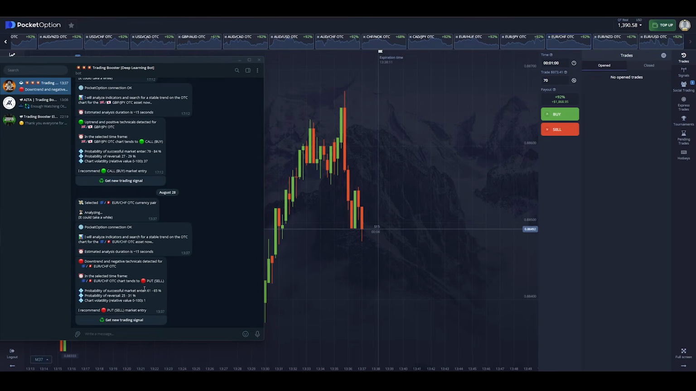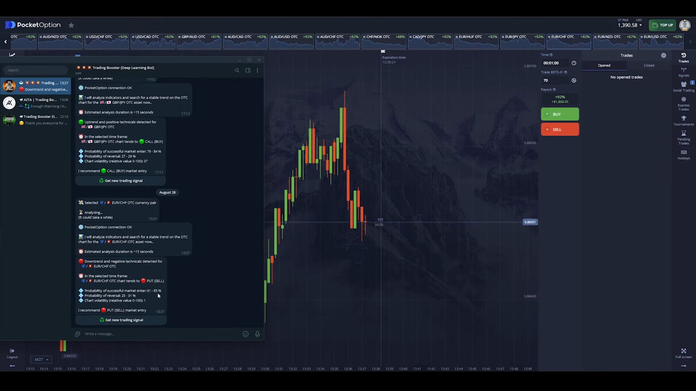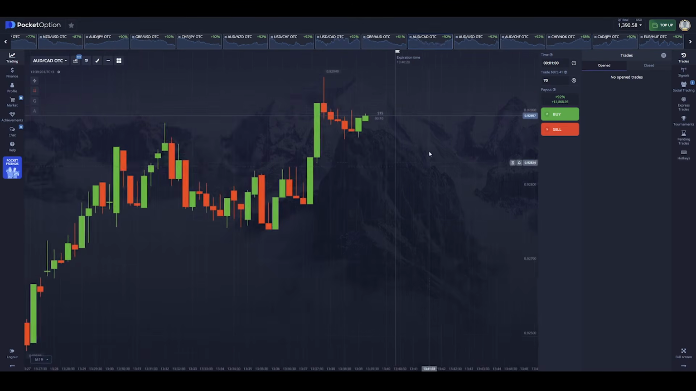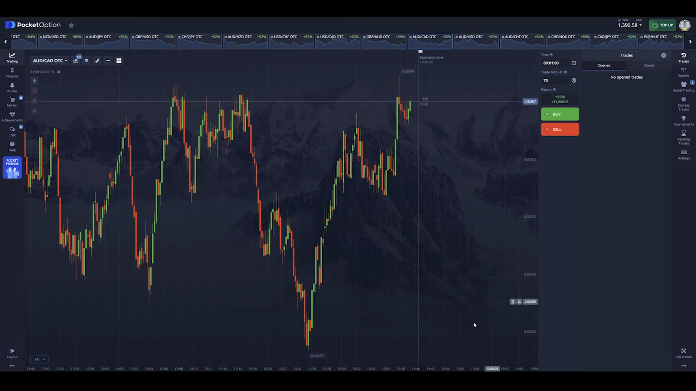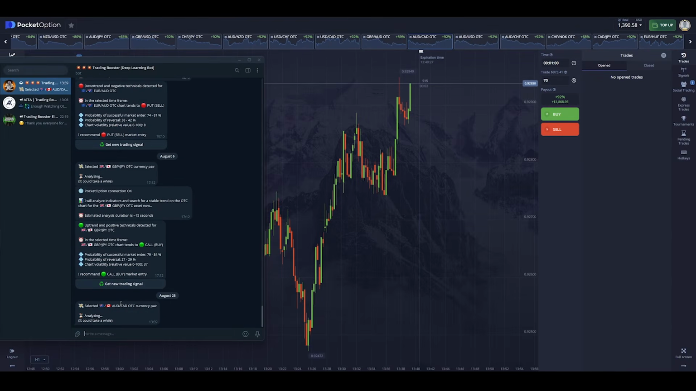And by the way, I'm going to skip this kind of signal, because here the entry point is 65%, that's a really low percentage, and the volatility here is 1, so we'll skip this pair. But the Australian dollar to Canadian dollar looks pretty good. So what do I do? I go to the booster bot and get a signal for this currency pair for 1 minute.